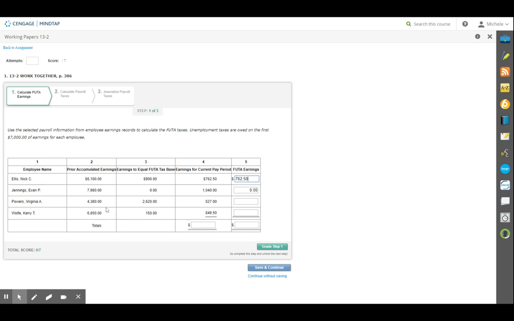Let's look at Virginia. Virginia was like $4,380, so she has a lot more we have to pay on. So we're going to have to pay on her entire $527 that she earned this pay period.